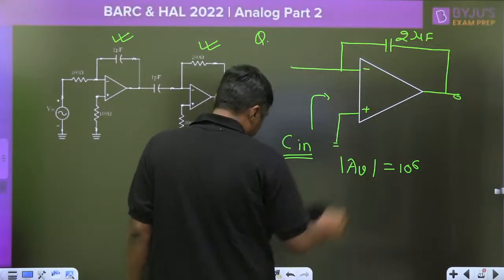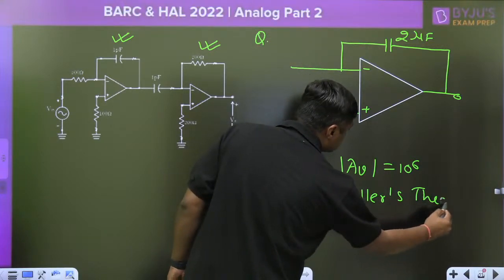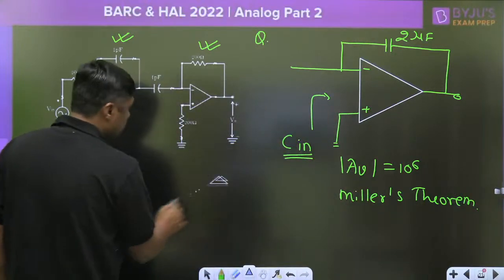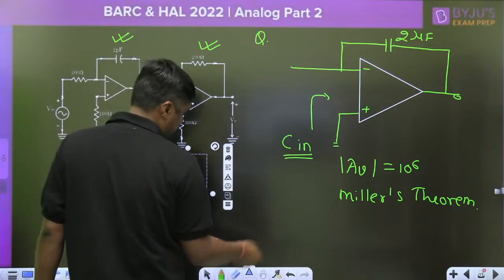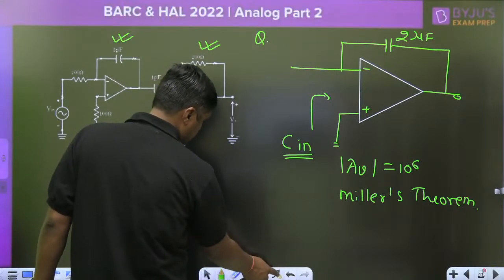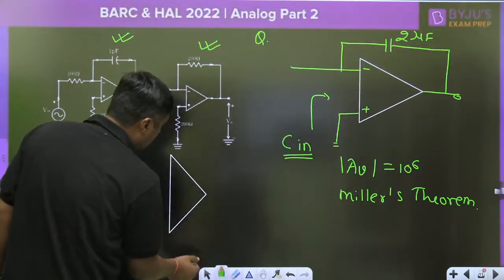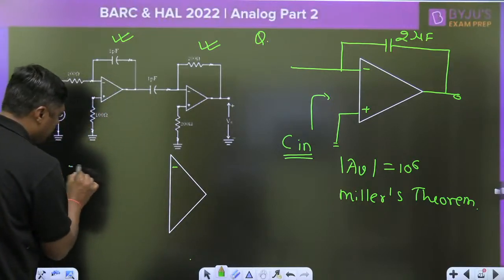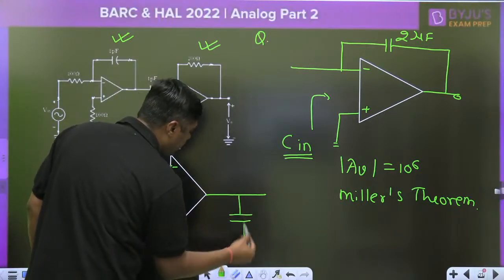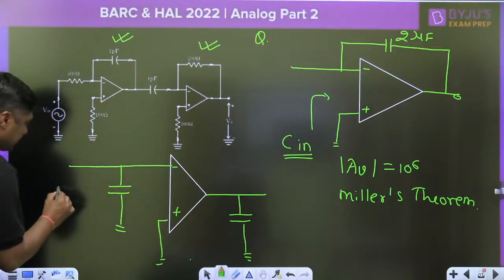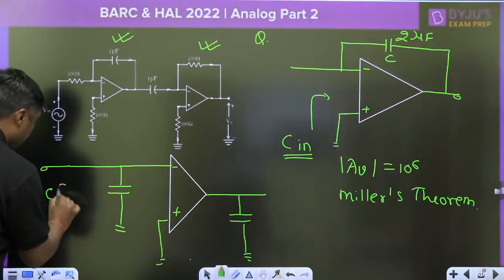So simply break this capacitor by using Miller's theorem. Now we can break this. Watch this. When this is the minus, here we are getting one capacitor, and here we are getting another capacitor. And this capacitor on the input side is given by C, that is the value C, into 1 minus AV.